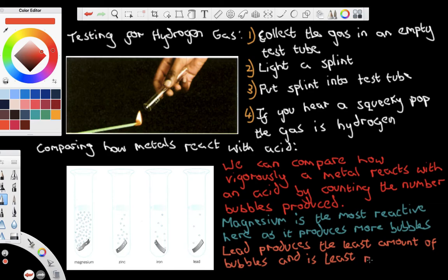So I could give you 15 different metals, 15 test tubes and some hydrochloric acid. You could place each metal into some hydrochloric acid and you could determine which one is the most reactive by the amount of bubbles it produces. You could make sure which one's the least reactive by the one that produces the least amount of bubbles.